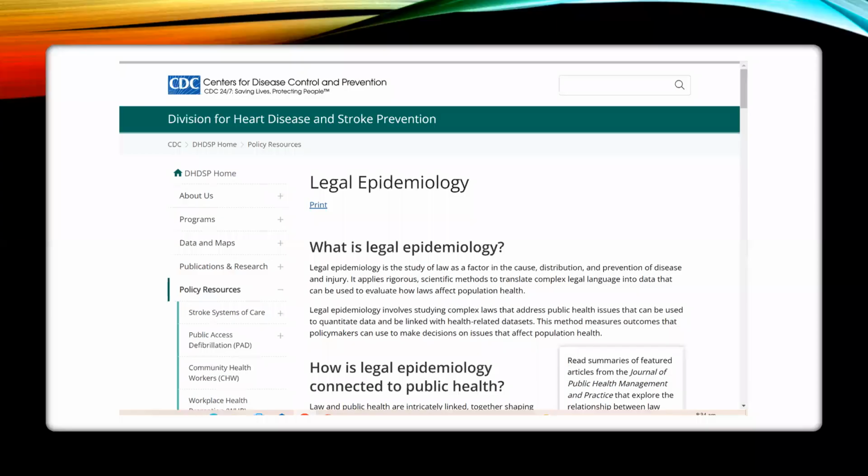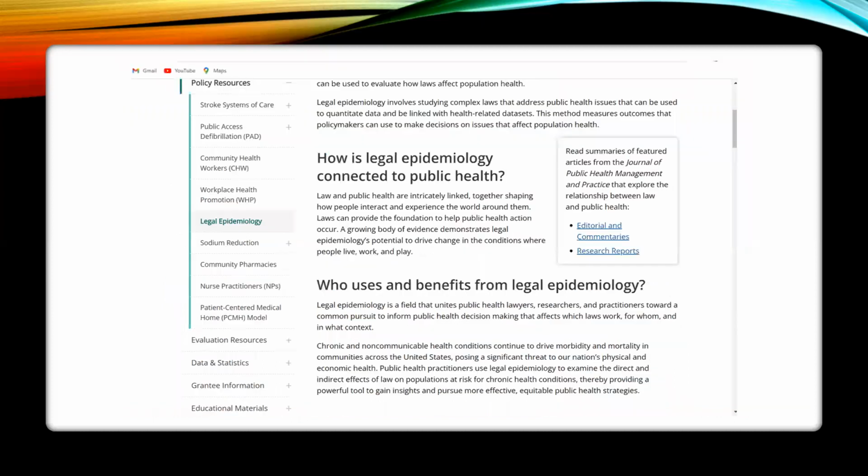Moving towards the recent updates. It is one of the articles in CTZ, it is the legal epidemiology. Basically, legal epidemiology is the study of law as a factor in the cause, distribution, and prevention of disease and injury. It applies rigorous scientific methods to translate complex legal language into data that can be used to evaluate how laws can affect population health. Next, please.